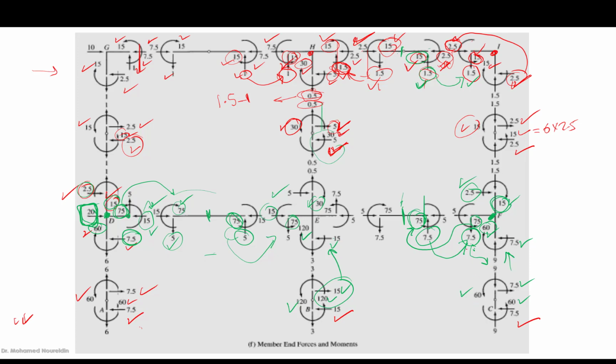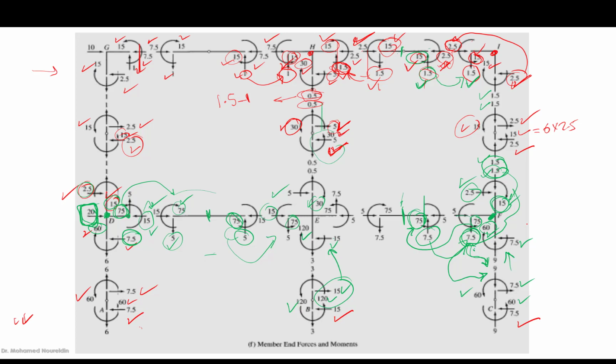But take care, 7.5 from this girder, and there is, yes, 1.5 from the top. It comes from the top. This is 1.5, reversed here, reversed here, reversed here, and then this is 1.5 plus 7.5. They are going to give us 9, okay?